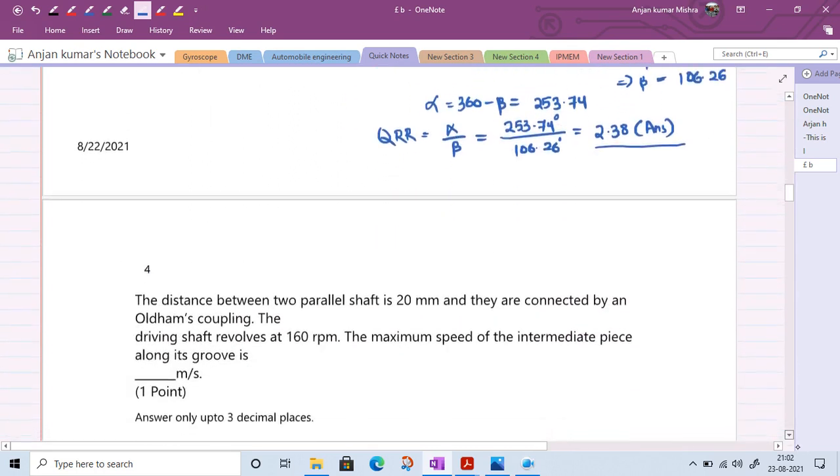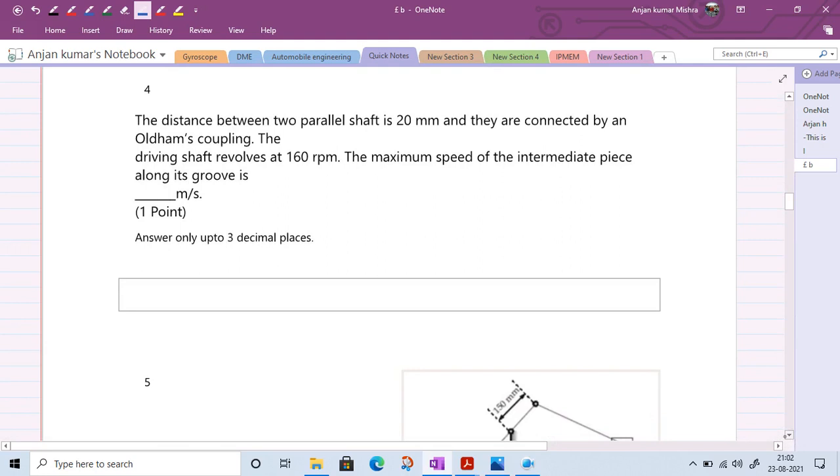Moving on, that question number 4, the distance between two parallel shaft is 20 mm and it is asking about Oldham's coupling. Okay, so Oldham's coupling, suppose just I am drawing one schematic diagram here. Suppose this is the input shaft that is connected to a disc, this is the intermediate disc.